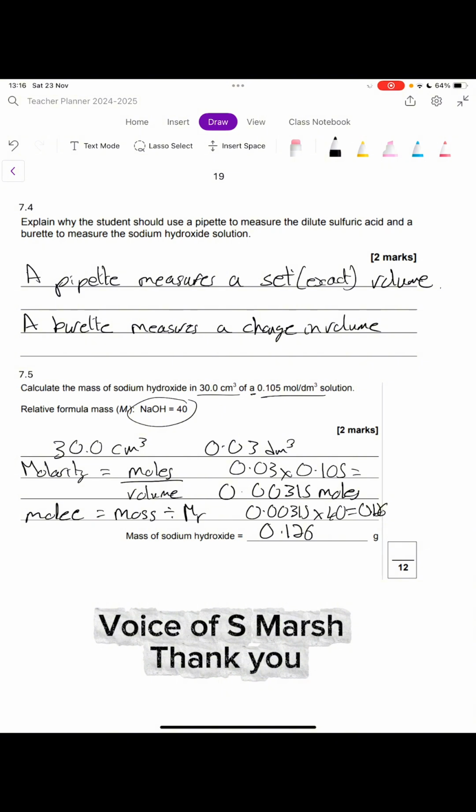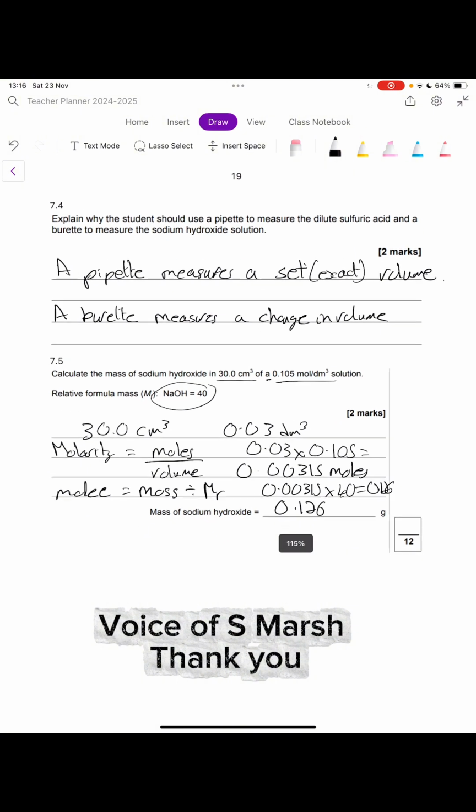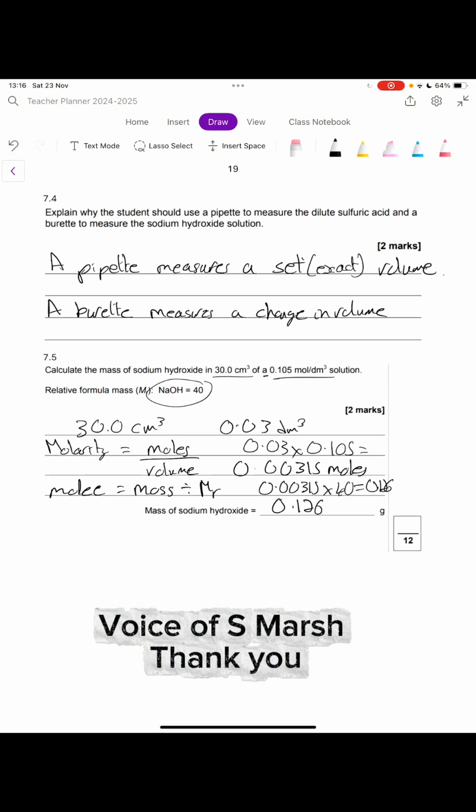Now, many people in this would accidentally write down 126 grams because they haven't done the conversion. If you do that, you get 1 mark for doing 3.15 times by 40, which gets you the answer, but out by a factor of 1,000. So 2 marks there, 1 mark for the conversion to decimetres cubed. It's really important to keep thinking about volumes must be in decimetres cubed, and 1 mark for the calculation.